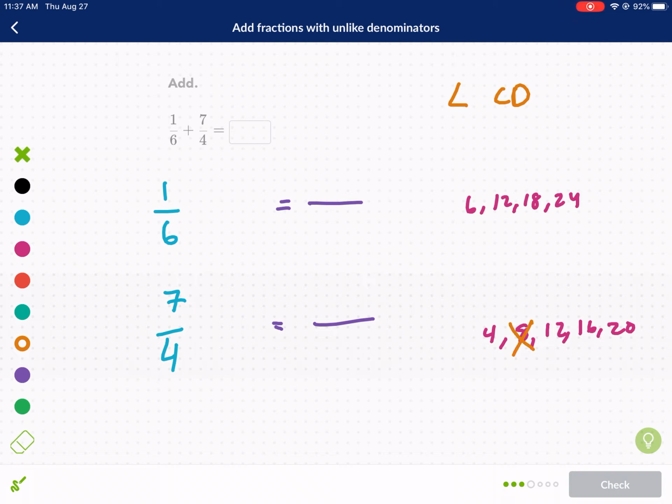Clearly 8, they don't both go into 8. 6 doesn't go into 8. 18, 4 doesn't go into 18. But look here, we both have a 12. Whoops, I kind of missed that, sorry about that. So 12 is going to be our common denominator.